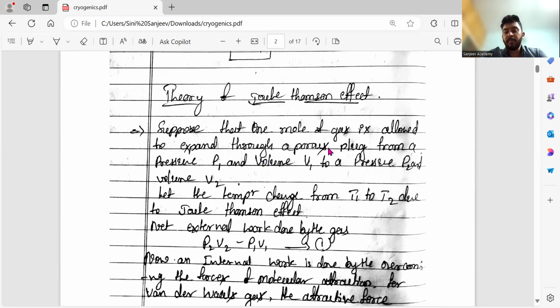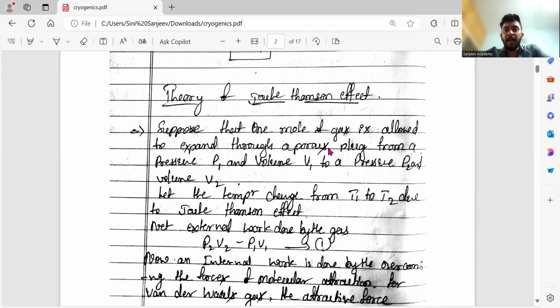Theory of the Joule-Thomson effect. This is a very important derivation. Whatever I said earlier is not that important, but now the important things will start from this. First thing we have to know is the work done formula. So work done is what? Internal work done plus external work done. That we have to know first.